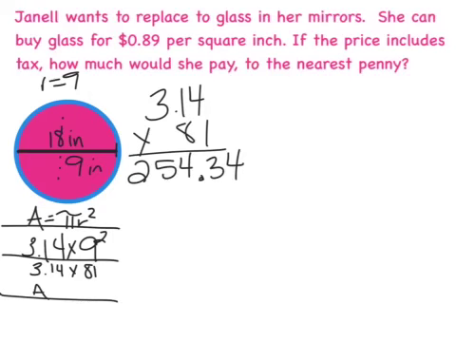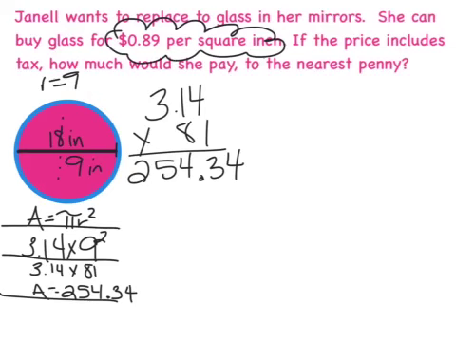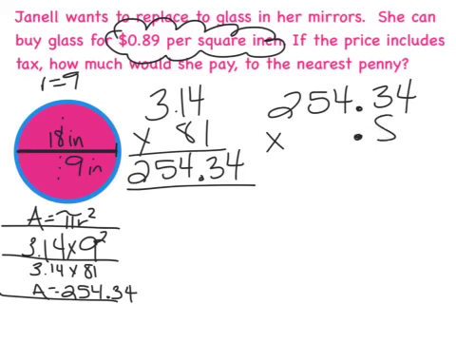So that's my area, but is that my answer for the problem? Not really, because she doesn't care what the area is. She just has to tell that to the guy so he can tell her how much it's going to cost her to replace the glass in there. Now, the guy at the store told her it's going to be 89 cents per square inch. So every single one of these inches, she's going to have to pay 89 cents. Well, instead of adding 89 cents 254 times, I'm going to go ahead and multiply. So I'm going to take my 254.34 and multiply it by my 89 cents.